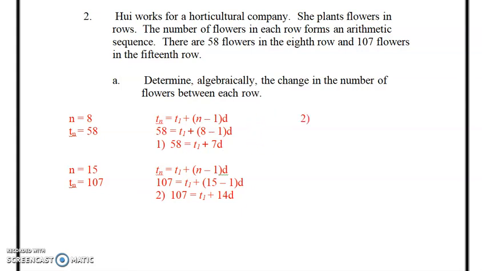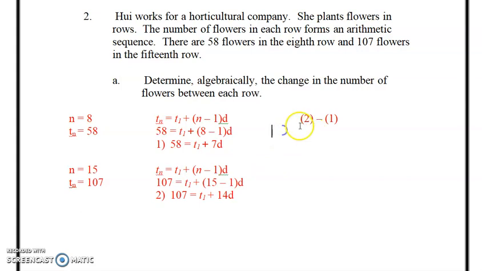So I'll do equation 2 minus equation 1. Now again, you could do 1 minus 2. It's not going to make a difference. The only reason I'm doing that is I know I'm going to end up with positive values. That's the only reason I'm subtracting equation 1 from equation 2.